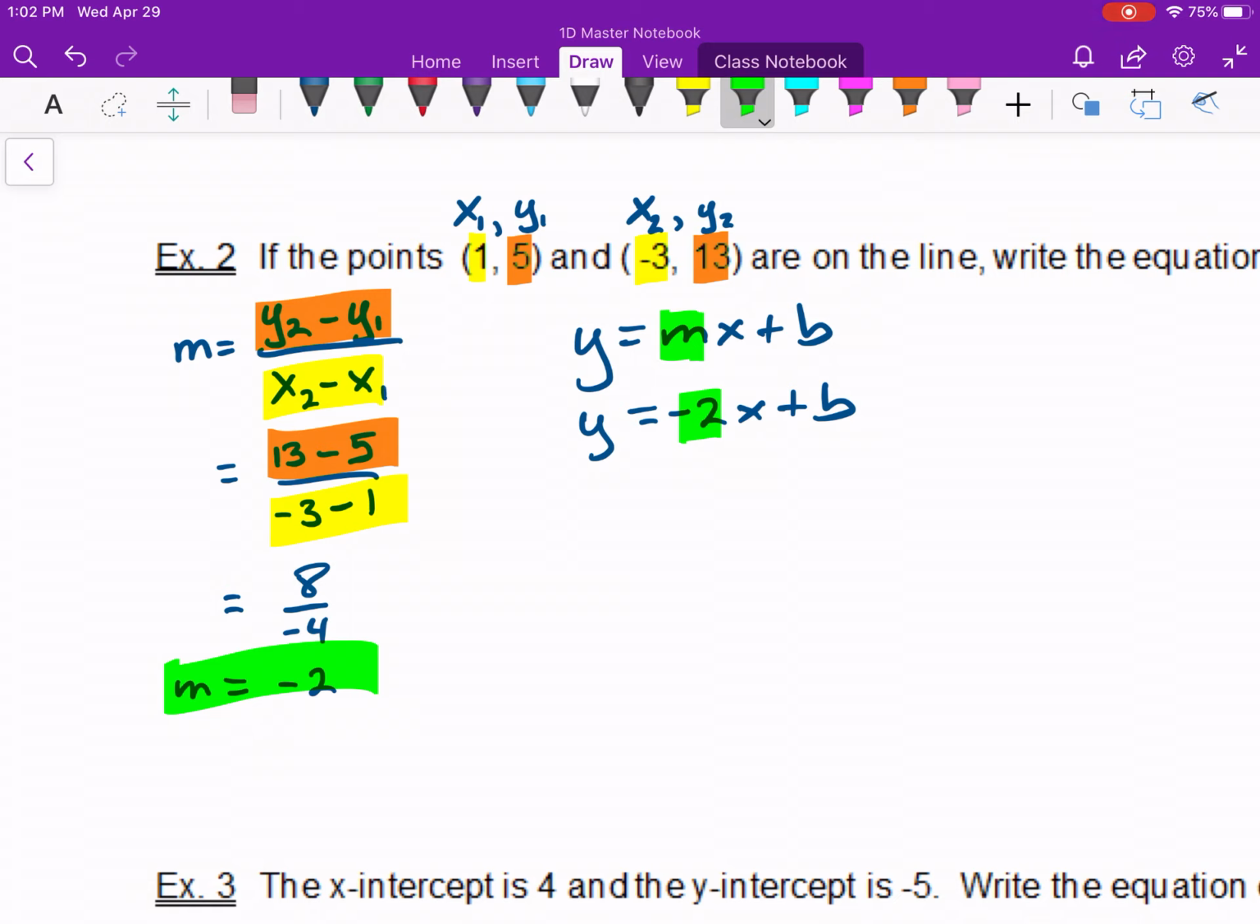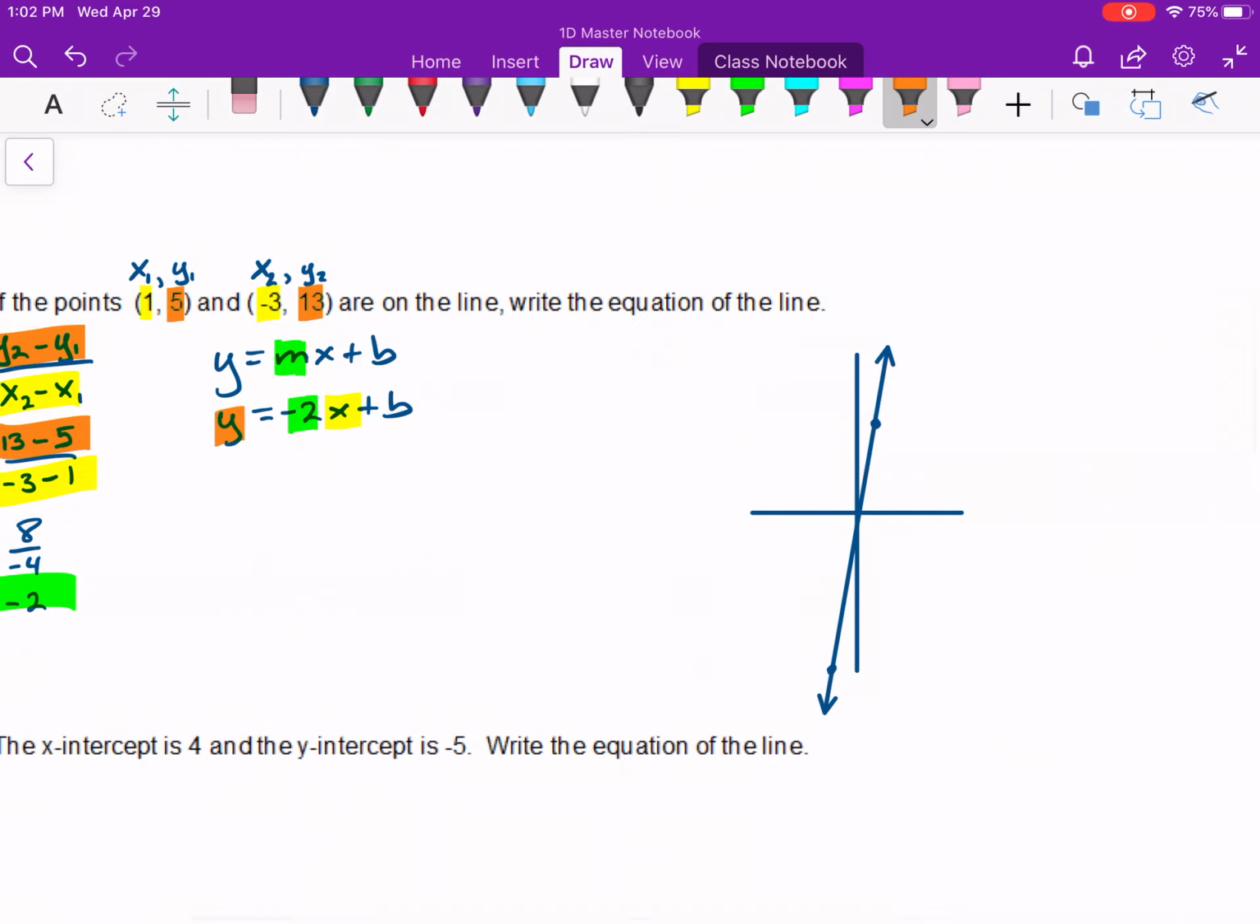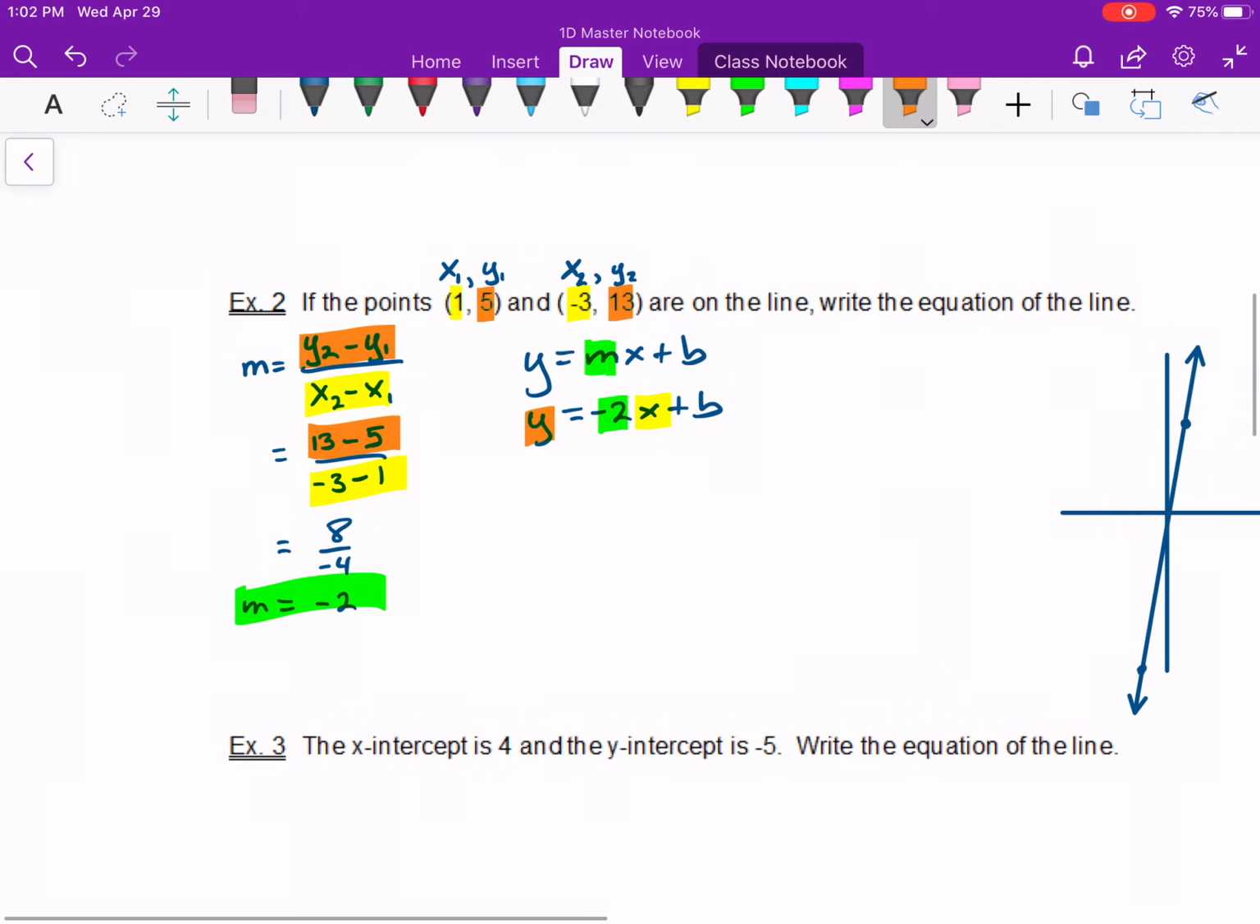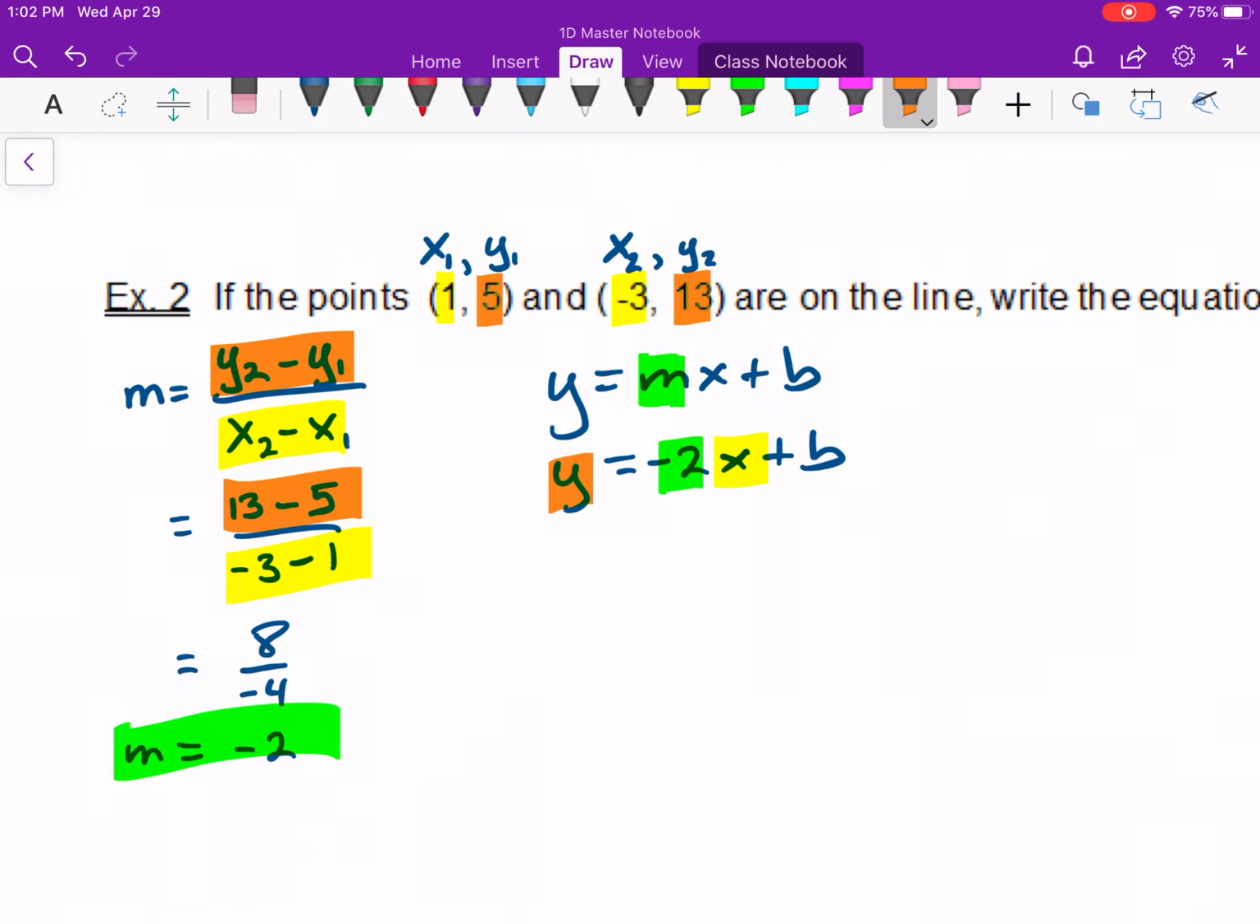But I still don't know what b is. How am I going to do that? The way I'm going to solve that is I'm going to use one of those 2 points that I've already used from up at the top, either (1, 5) or (-3, 13), and I'm going to put them in for x and y. Just pick one of them. It doesn't matter which one I use because they're both on the line, as you can see. Either one will work. So what I recommend is pick the one that's easiest.